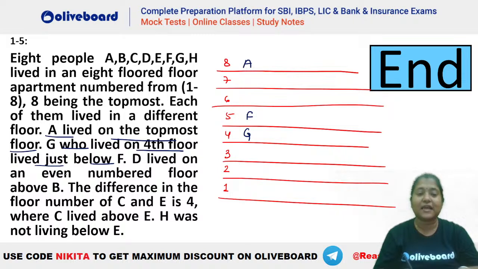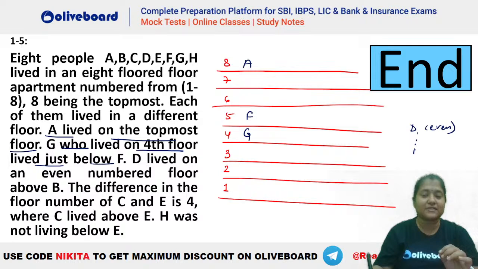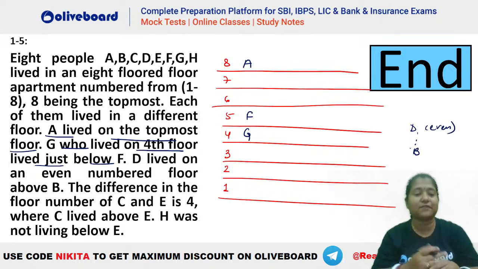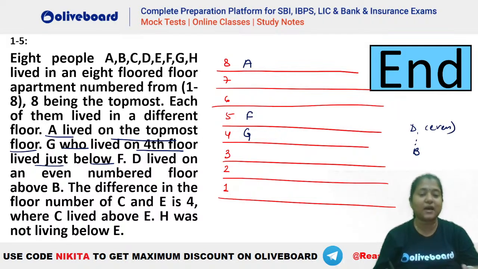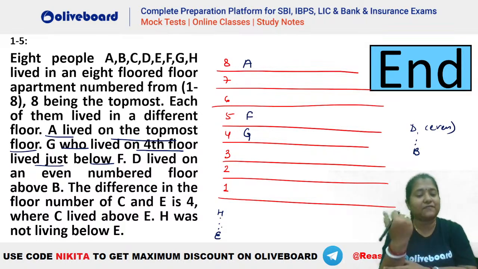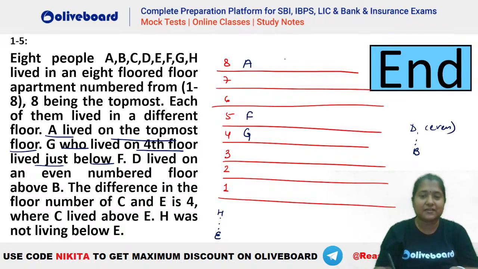D lived on an even numbered floor above B. So D has to be on an even numbered floor somewhere above B. Okay, so D has to be even. He is somewhere above B, not necessarily immediately above. The difference in the floor numbers of C and E is 4, where C has to be above E. H was not living below E, so that means H has to be above E, right? So H lives somewhere above E. Now C and E ka difference has to be 4. You can see 7, 3 or 6, 2. These are the two possibilities.